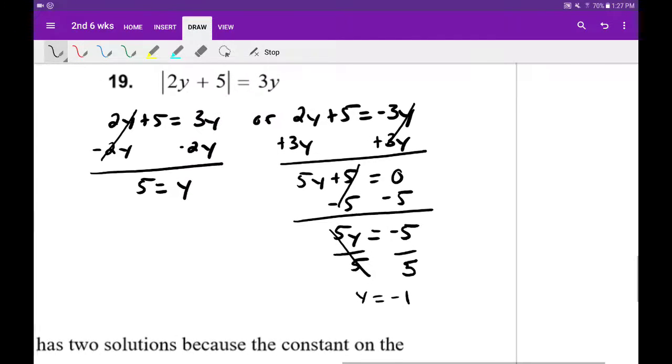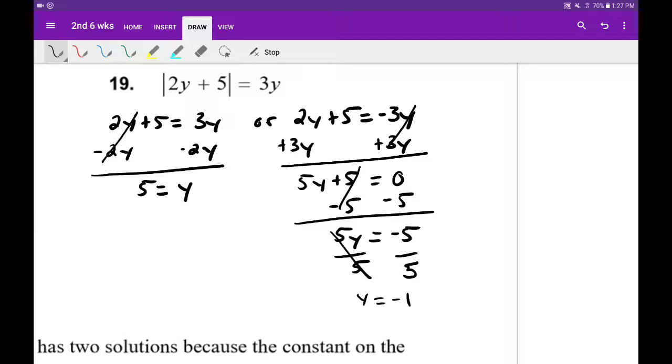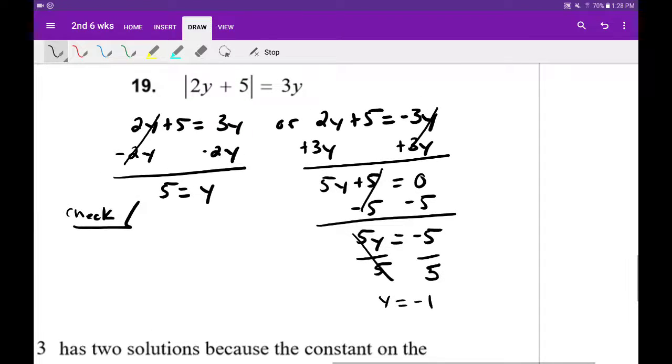Alright, so on the check version, we got to take this 5 and this negative 1 and plug it into the original one. So I'm going to put my check here. And of course, I'm going to see this work, but you can put this in the calculator as well, or just do it real quick by evaluating by hand.